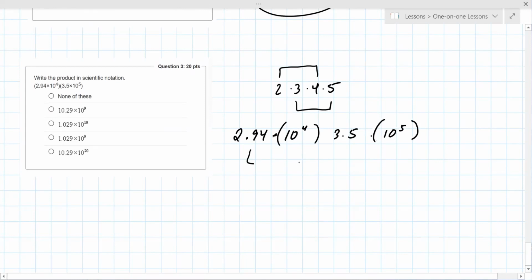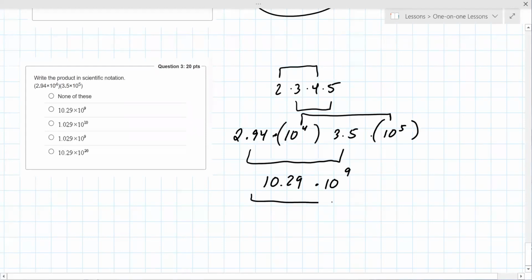So you're going to multiply 2.94 times 3.5 with your calculator. So go ahead and do that. Okay. 10.29. Now you're going to multiply 10 to the 4th times 10 to the 5th, but you're not going to use your calculator. When the bases are the same, what do you do with the exponents when you're multiplying? So 4 plus 5 is 9.